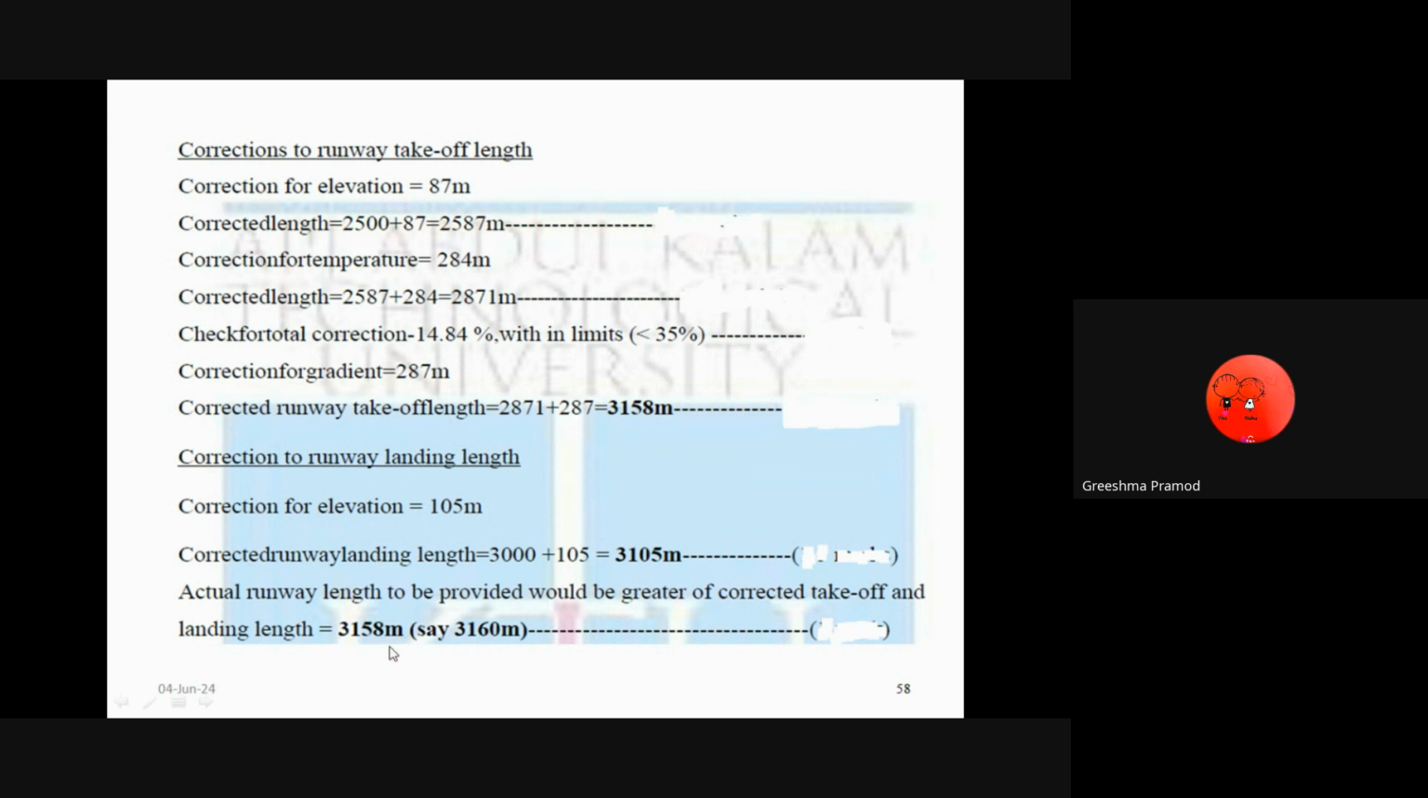So 3158, just round it out to the nearest 10 digit. So you can take it as 3160 meter. The same procedure applies for landing, where you have only the correction for elevation, while for takeoff it is the correction for elevation, temperature and gradient.